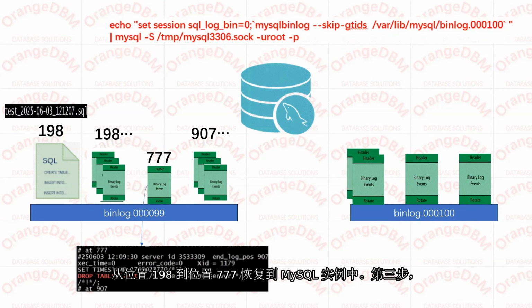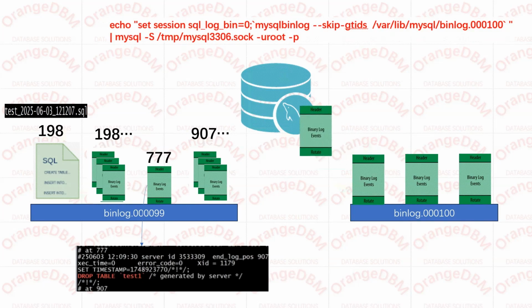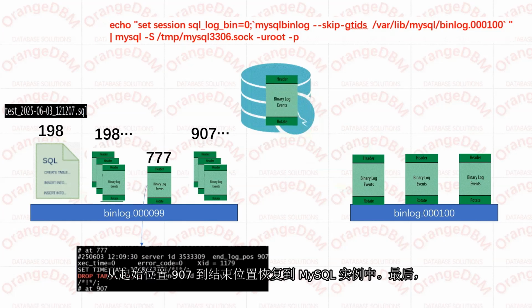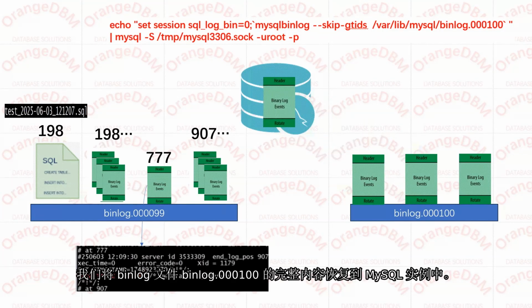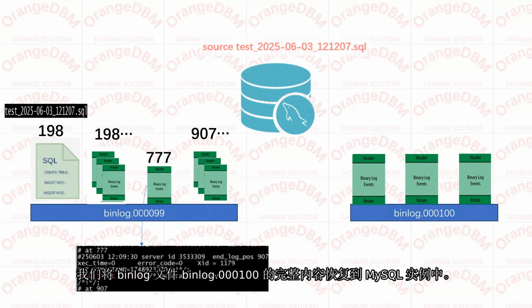In the third step, we restore the binlog file binlog.0000099 from the starting position 907 to the end position into the MySQL instance. Finally, we restore the complete content of the binlog file binlog.0000100 into the MySQL instance.